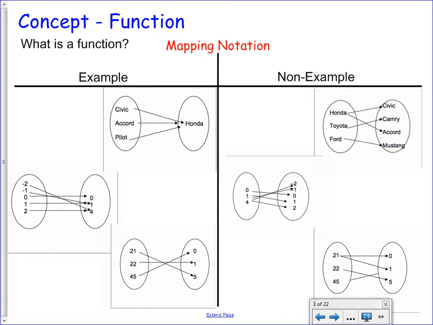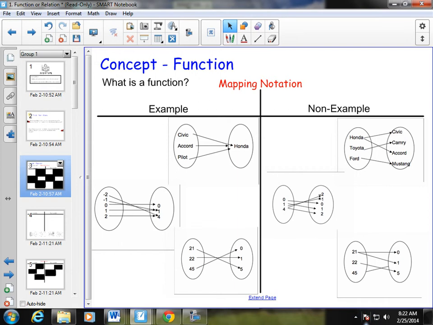Okay, don't get caught up on it. There's a rule here. So I have -2 maps to 4, -1 maps to 1, 0 maps to 0, 1 maps to 1, 2 maps to 4. It's just another representation of coordinate points. You can think of it as x, y. So I want you to look at this and see if there is a pattern that you can come up with to describe functions versus not functions.